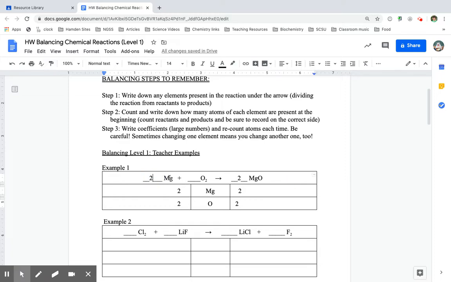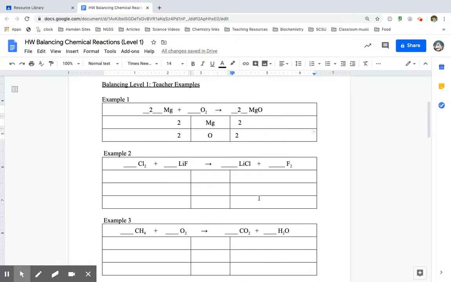On this side, 2 magnesiums, 2 magnesiums. On this side, 2 oxygens, 2 oxygens. This one is balanced. Let's try the second one.